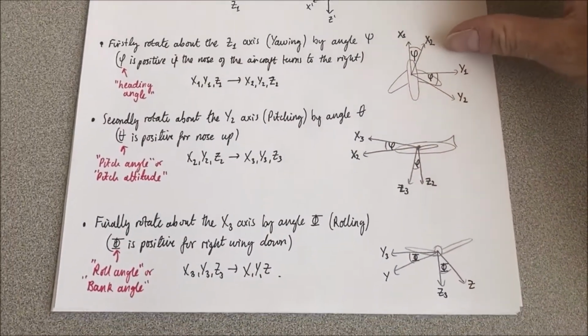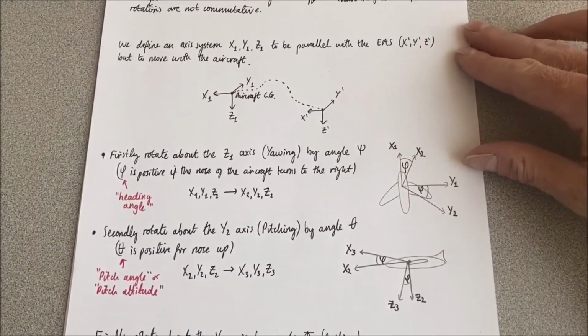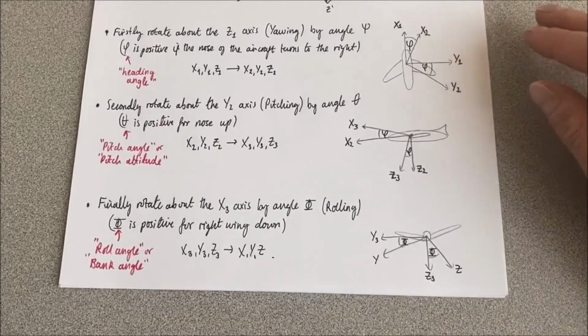So what we've done there is we've just applied these Euler angles to our Earth axis system to get to our body axis system.